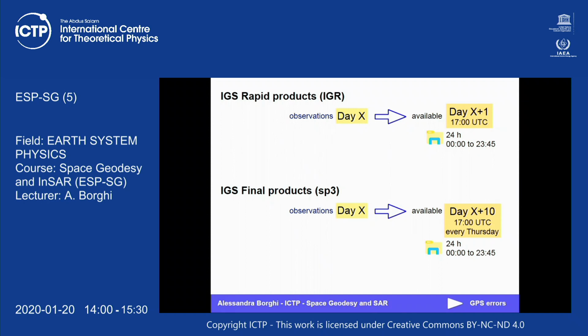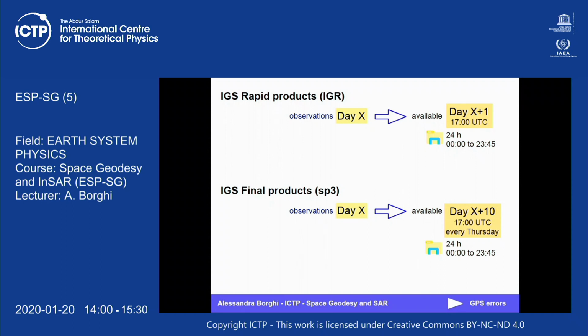The final product, this is SP3, dot SP3 is the name of the file of the final product. You have observation day X and the results, the orbit, are available later, every Thursday, but you have to wait at least 10 days. Why? It means that if you have observation this week, you have to wait all the next week plus today. You understand?